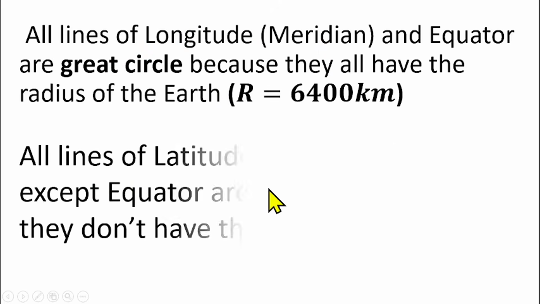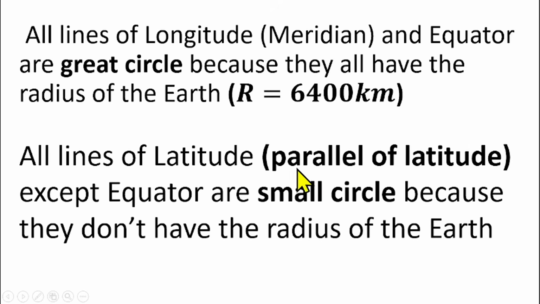Okay, all lines of latitude, which are called parallel of latitude, except equator are small circle. So all lines of latitude except equator are small circle because they don't have the radius of the Earth. They have their own radius, as you're going to be seeing very shortly. So parallel of latitude means small circle. Another name for parallel of latitude is small circle. So equator is not a small circle. It is categorized as a great circle. So that means the remaining lines of latitude except equator are small circle.